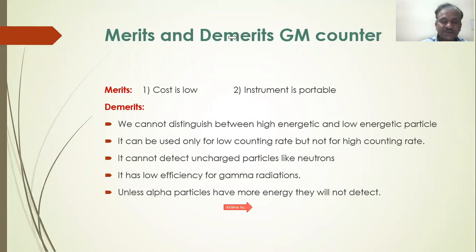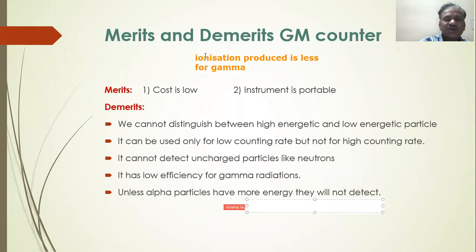Here a conceptual question arises: why can the GM counter not be used for alpha particles and gamma particles? First, a gamma ray is nothing but a photon, and the ionization produced is less for gamma rays. What about alpha particles? An alpha particle should have more energy; unless it has more energy, it is difficult to use for detection.